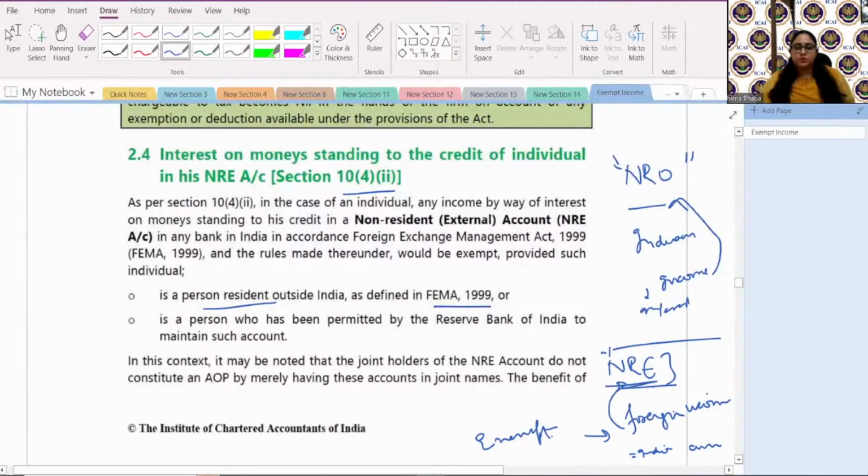Correct, Ganesh, absolutely. Any confusion in NRO, NRE? Jyoti, please ask this again towards the end of the class. Shall I proceed? Okay.